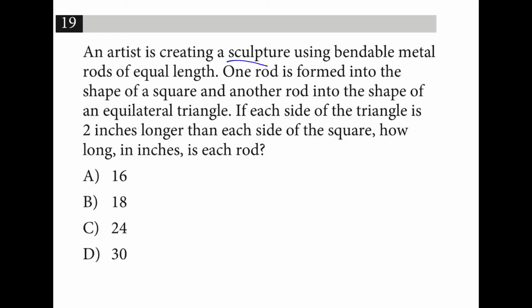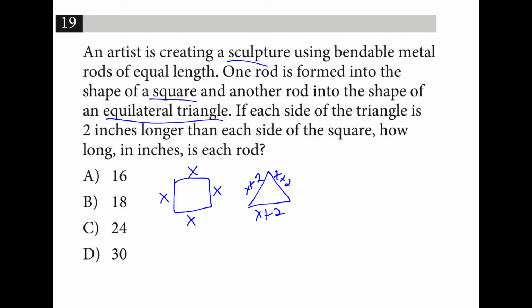So we have a sculpture with rods that are squares and rods that are equilateral triangles. Each side of the triangle is 2 inches longer than each side of the square. So here's my square, here's my triangle, and if the square has side lengths x, then the triangle has x plus 2.